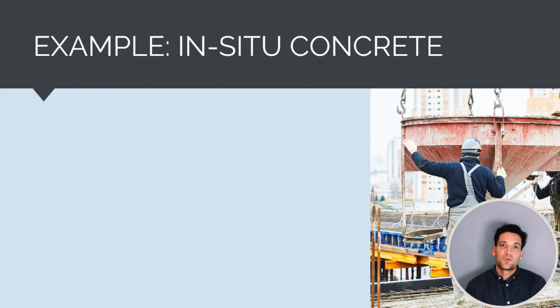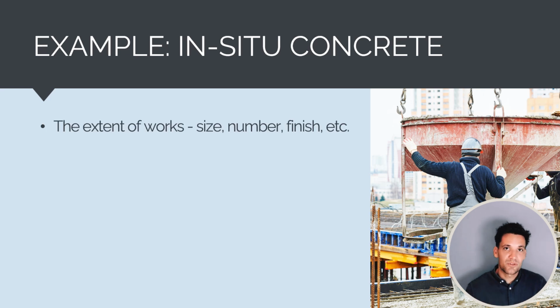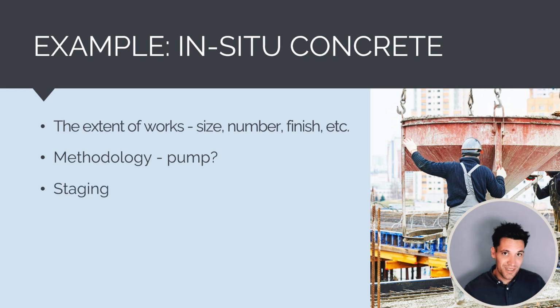and any relevant attachments such as drawings, specifications, quality standards. Say, for example, we're procuring an in situ concrete package of works. So the tender scope of works will determine the size of the slabs, the number of slabs, the finish on the slabs, the curing method, the methodology. Do they need a pump to access, or can they pour it directly out of an adgie? The staging of the work, so indicative schedule milestones, quality requirements.